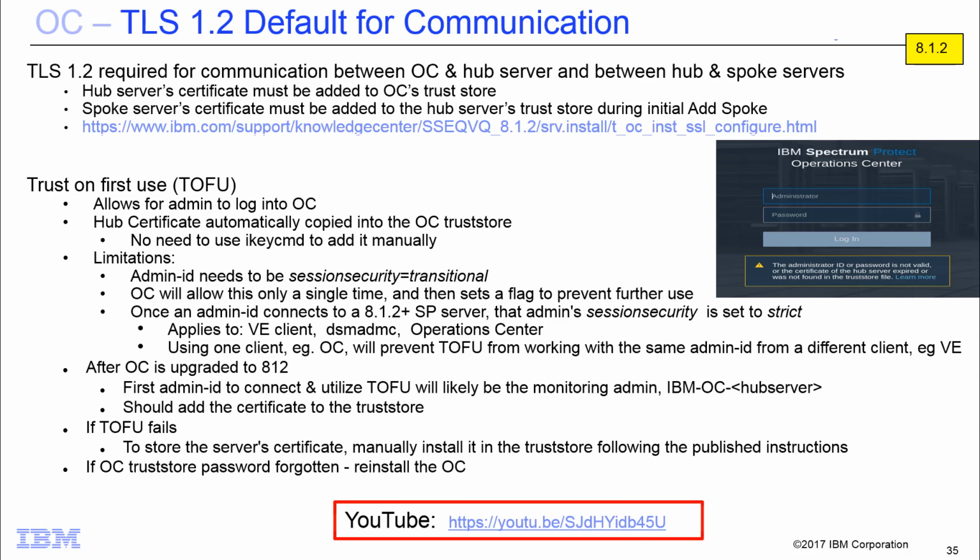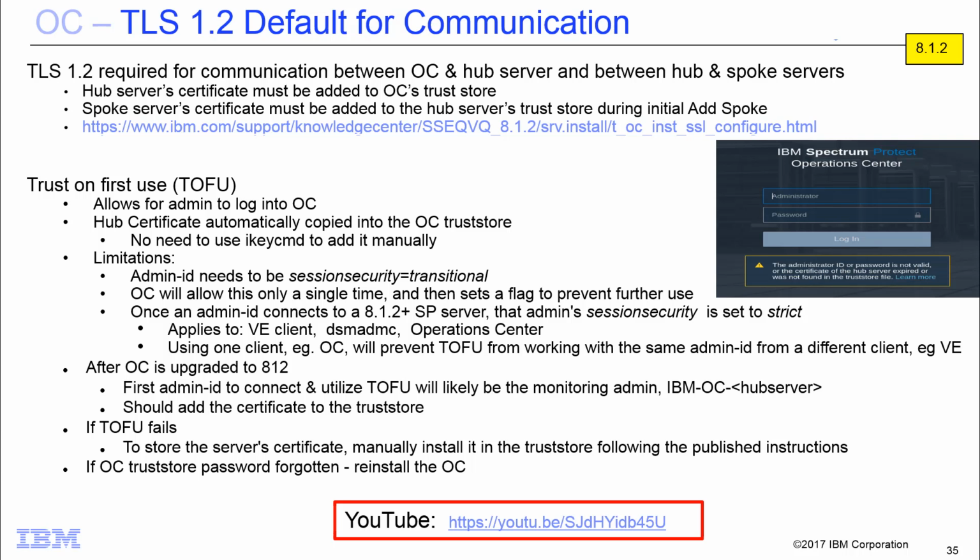Now with the Operations Center, we also are enforcing TLS 1.2 as our default for communication. And for the Operations Center, we need to make sure that in the Operations Center Trust Store, we are storing both the hub server certificate, and if you're defining spoke servers for that Operations Center, that those spoke servers' certificates are also added to the OC Trust Store. And this Trust Store for the Operations Center will be on the machine where you installed the Operations Center code.